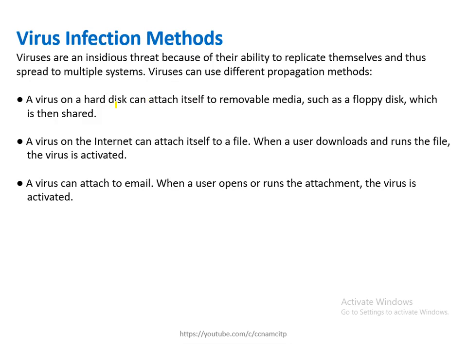First of all, a virus on a hard disk can attach itself to removable media. The meaning is very simple. If you have a hard disk connected to your computer, and you connect any third party tool like a floppy disk or pen drive, that virus can be transferred from your hard disk to that removable drive. If you then connect that removable drive to another system, it will replicate from there. This is the first kind of method of infection.